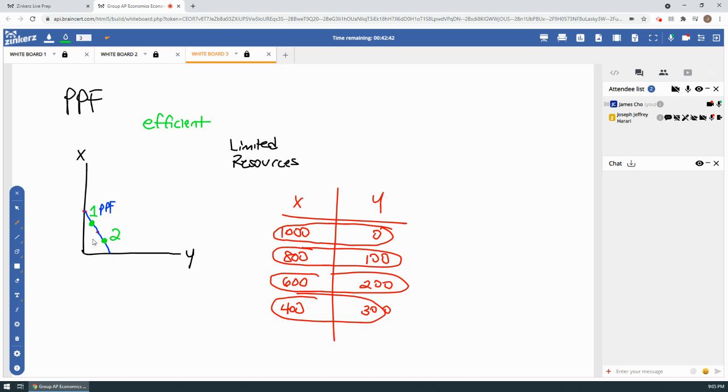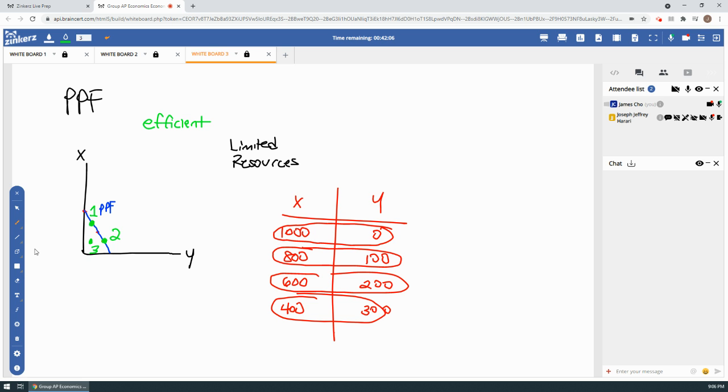Of course, what that means is anything on the inside of your PPF curve, like here, point 3, you are able to make this much X and this much Y, but it's not efficient because you have a lot of resources left over. Remember, for this basic economic model, just assume that people want as many products as possible. It's the products that make people happy, not the resources. You don't want to have resources left over. So combination 3, you could do it, but it's going to be very wasteful and inefficient.